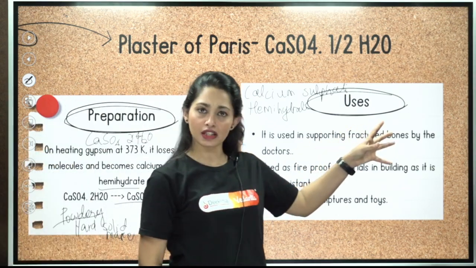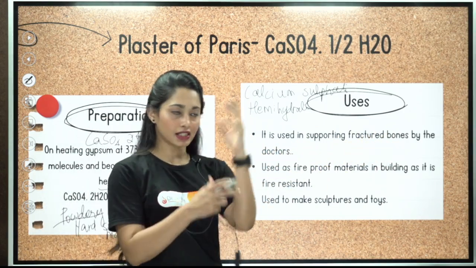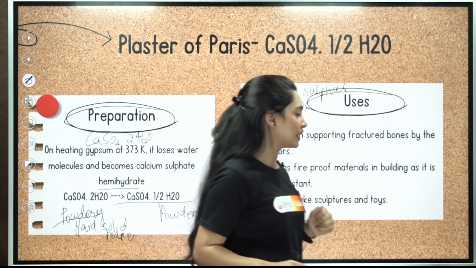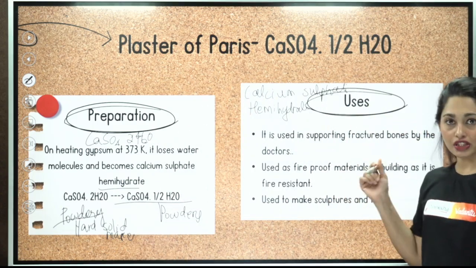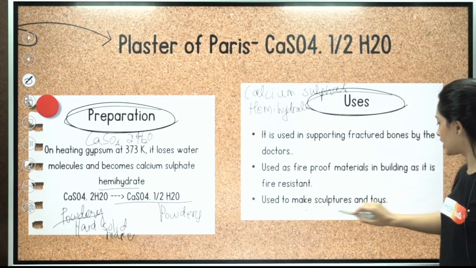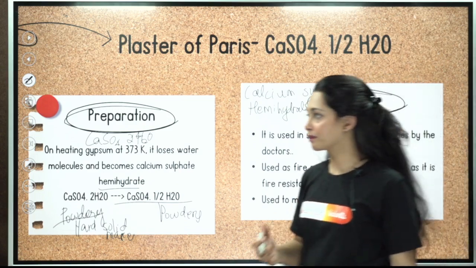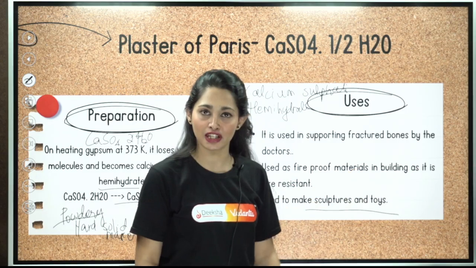Where do we make use of this? It is used by doctors for supporting fractured bones, casting, and as a fireproof material in building, as it is fire resistant. It won't catch fire, so it is used in buildings as well as architectural designs, and to make sculptures as well as toys. These are heavy, but they increase the beauty of sculptures.